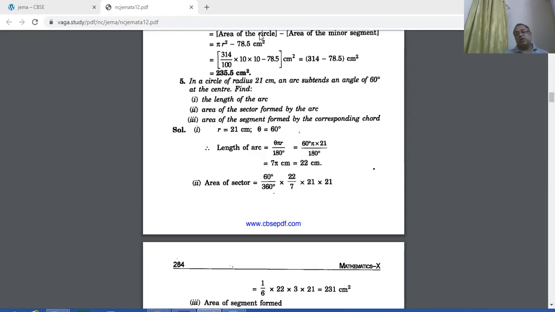And area of the sector, again, pi r square theta by 360. We are applying. Theta and radius are given to us. So we can solve this. We get 231.